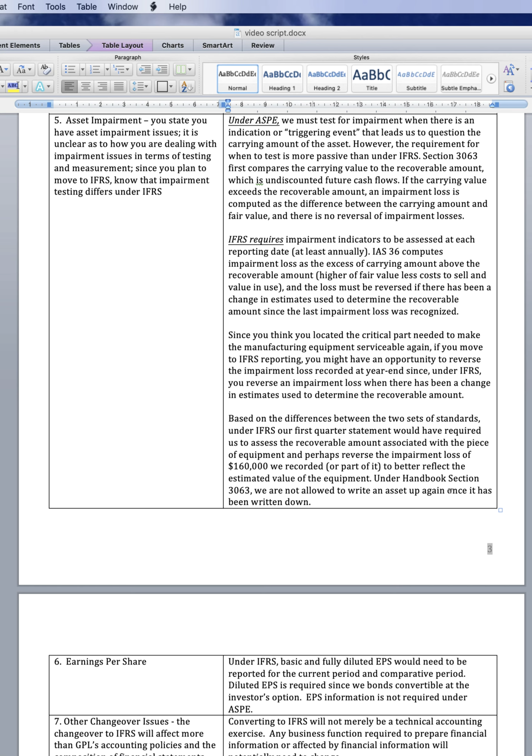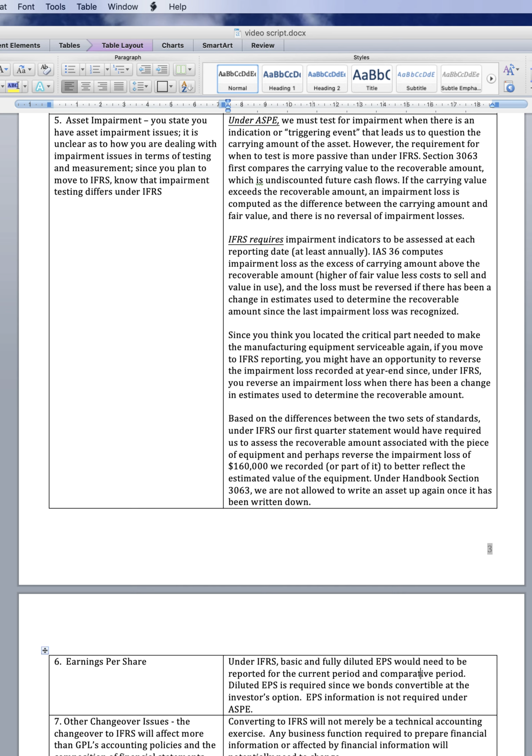All right? So see how I kind of balanced both of them. If you're looking to go to IFRS, the testing of whether or not you have an impairment loss, and how you calculate it, differs under ASPE than it does under IFRS. And again, under IFRS, some reversal is allowed, but under ASPE, no. So again, I tried to sort of show both.